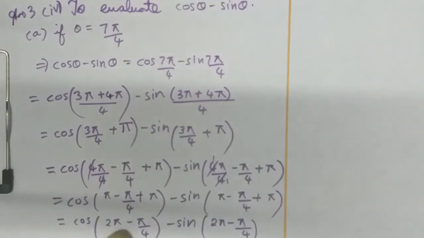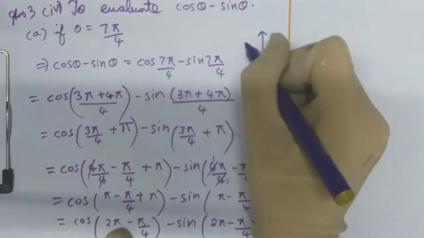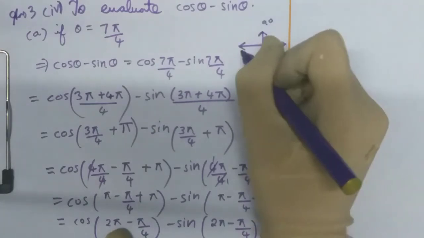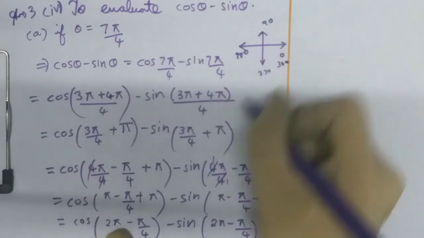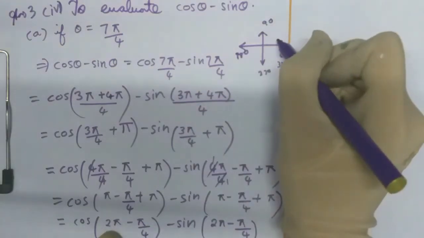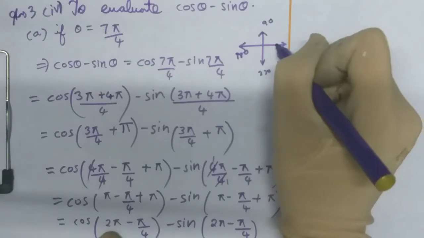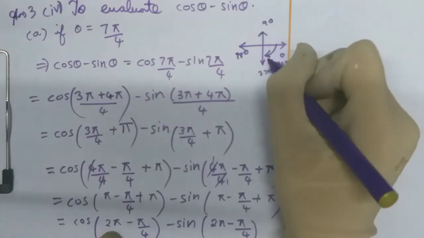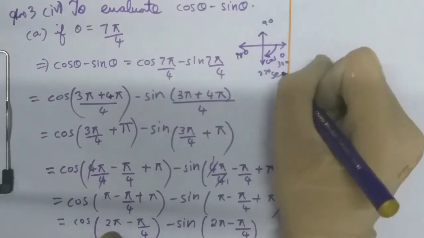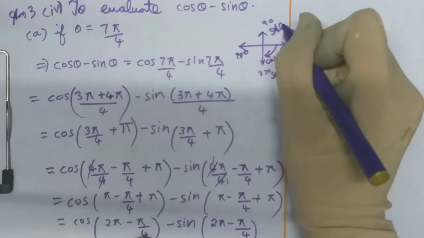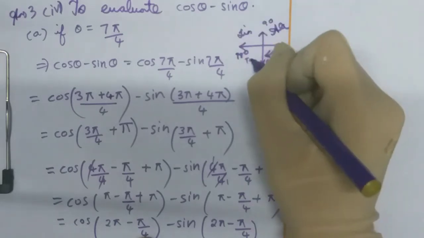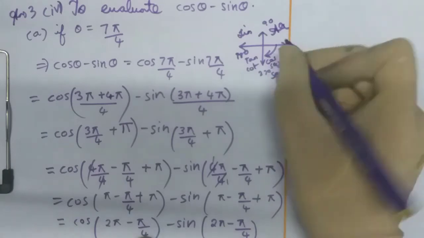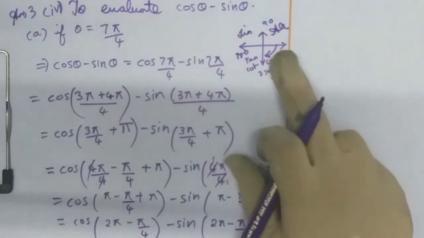If you observe the quadrants: 0, 360, 90, 180, 270. It is 360 minus theta. 360 minus theta means it is in the fourth quadrant, because it is coming backwards. In the fourth quadrant only cos and secant are positive. We know that, right? All students take care, that is a hint to learn. So secant and cos are positive here.